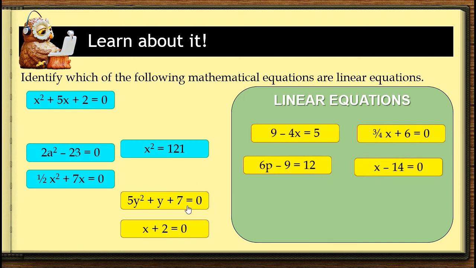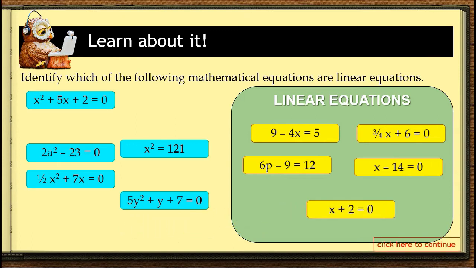How about 5y squared plus y plus 7 equals 0? Yes, it is not a linear equation. And the last one is a linear equation. If the set of equations inside the box is linear, how about the other set to the left? What do you call this kind of equations? Did you observe something? How do they differ?